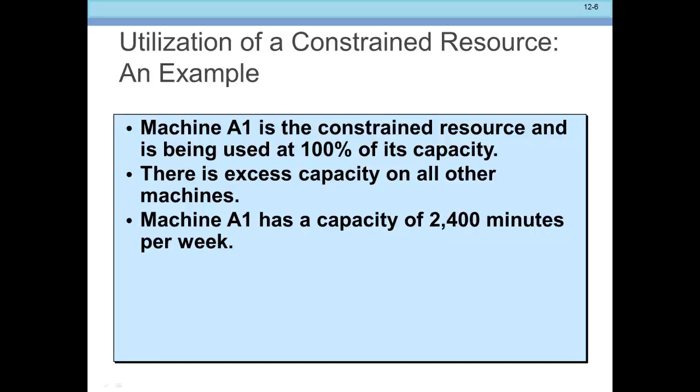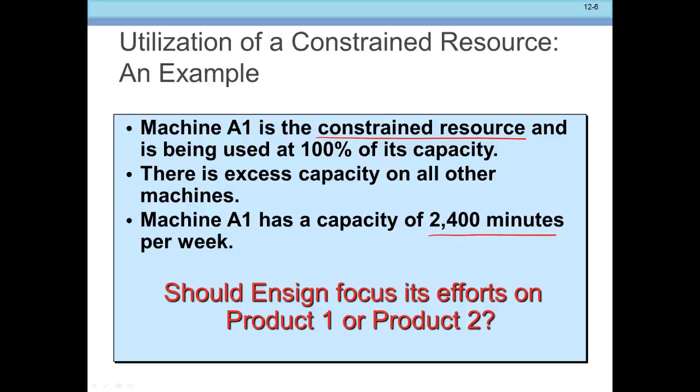In addition, let's assume that machine A1 is a constraint, and there's an excess capacity on all other machines. Machine A1 has a capacity of 2,400 minutes per week, which is less than we need to meet the demand on both products together. So the question is, which product should Ensign focus on to maximize company profits?